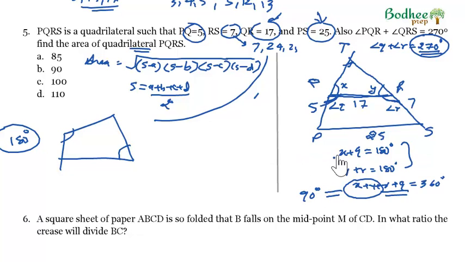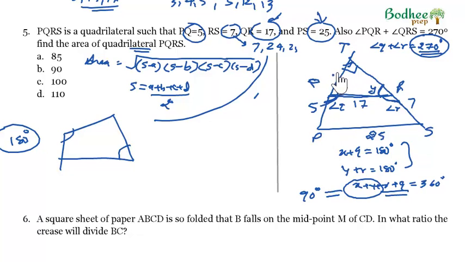Is this part clear, everyone? Please respond. Okay, fine. So I can say that in triangle TQR, the sum of these two angles x and y is 90, hence angle T is 90, because the sum of all the angles in a triangle should be 180 degrees. I hope this is clear now.